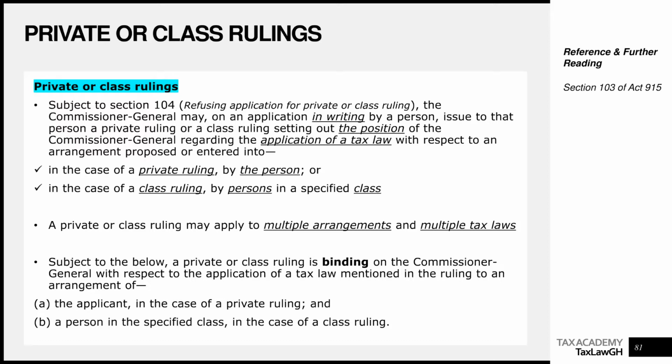So we are saying, subject to the below, a private or class ruling is binding on the Commissioner General. Here is the similarity between practice notes and private and class rulings: they are both binding on him, except that for private or class rulings, there are conditions that must be satisfied before it binds the Commissioner General. It's binding on the Commissioner General with respect to the application of law, for the applicant in the case of a private ruling, and for the group that applied in the case of a class ruling. But there are conditions that must be satisfied.